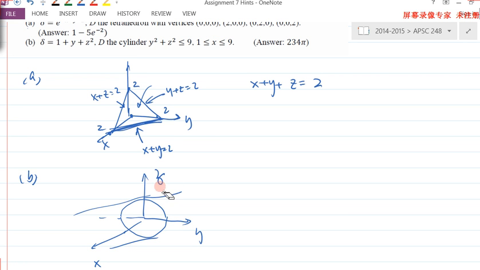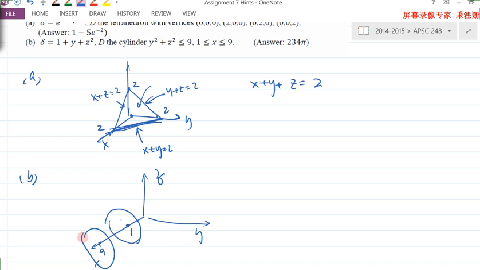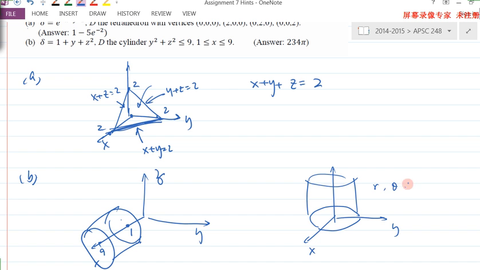Let's draw it again. This is x equal to 1, so you have a circle right here. This is x equal to 9, for example, another circle. Between them you get the cylinder like this. What's strange is that typically we define our cylindrical coordinates this way: this is x, y, and then you have this cylinder, and you define cylindrical coordinates r, theta, z, with x equal to r cos theta, y equal to r sine theta.